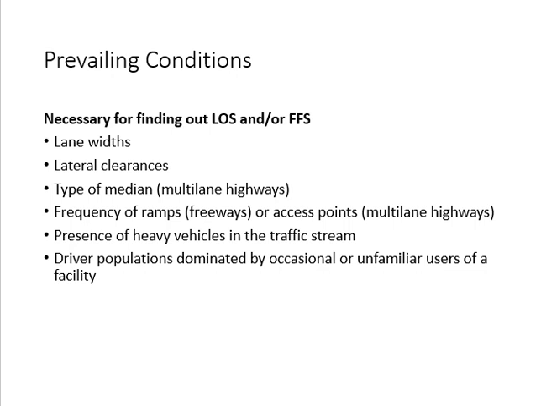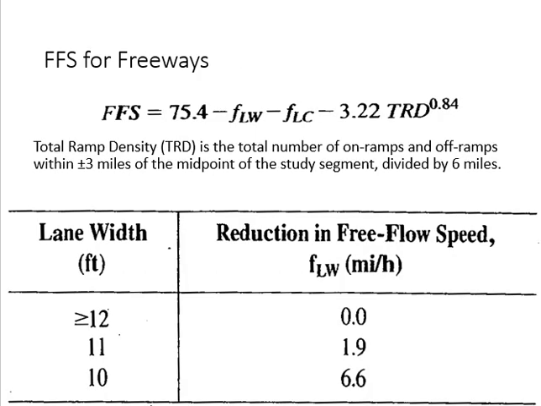Moving on, if you have to find out the level of service, you must know some conditions of the highway, the current conditions of the highway. What conditions are listed here? They call them prevailing conditions. Prevailing means the real, the current. So you must know the lane width, the lateral clearance, the median type, the ramps if you have freeways, or the access points if you have multilane highways, the percentage of heavy vehicles, and what type of drivers you have. Familiar drivers, non-familiar drivers, and so on and so forth.